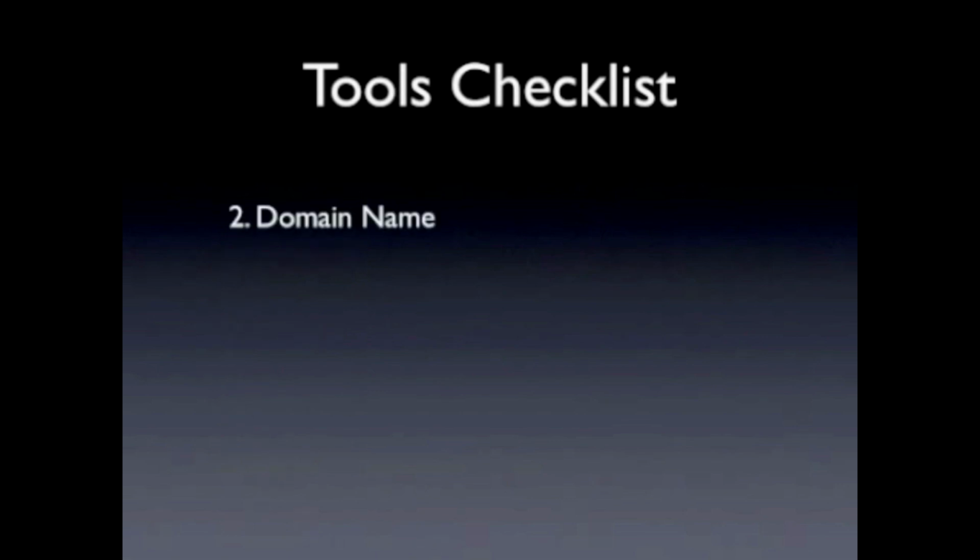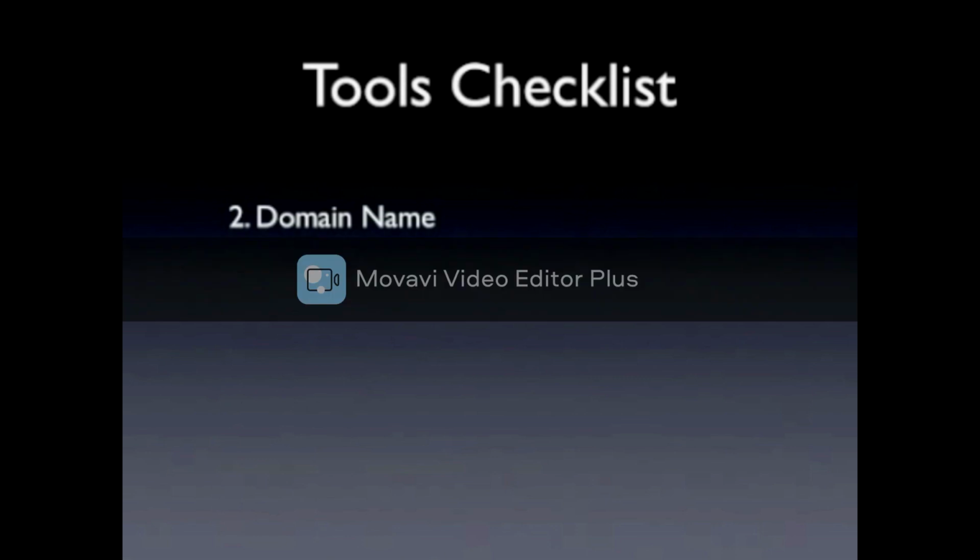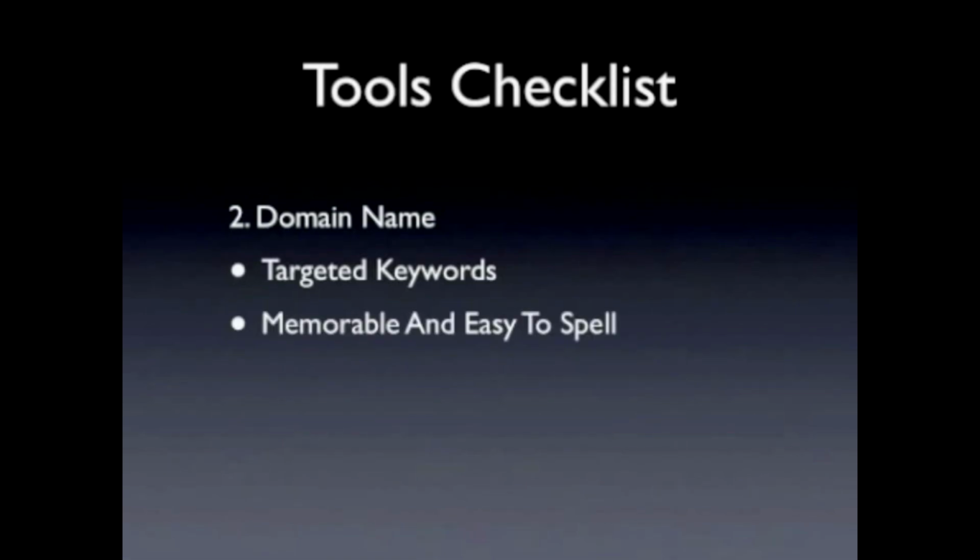Number 2, domain name. Depending on whether you're going to build a list focusing on one specific topic or a broader list, you will want to choose either a generic domain name or one targeted towards your niche market. You want your domain name to be memorable and easy to spell. Avoid hyphens, numbers, and misspellings. You can register a domain name with providers like GoDaddy.com or Namecheap.com.